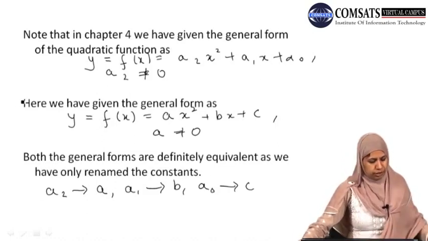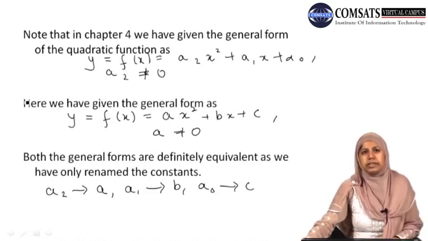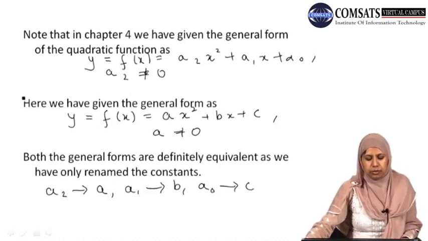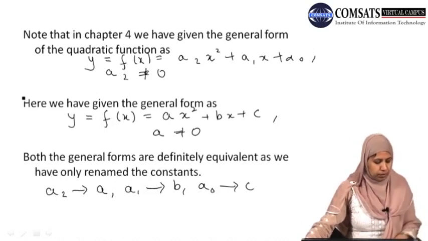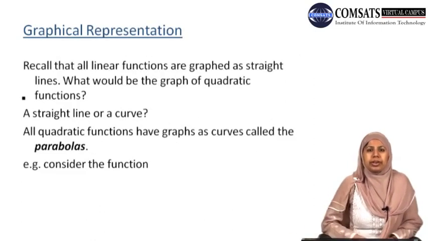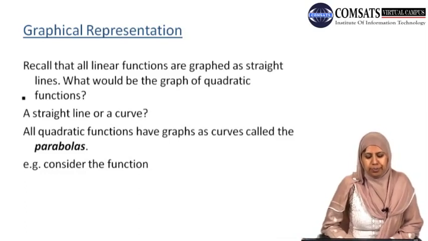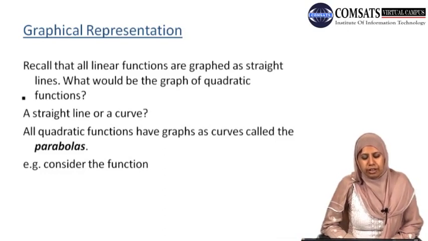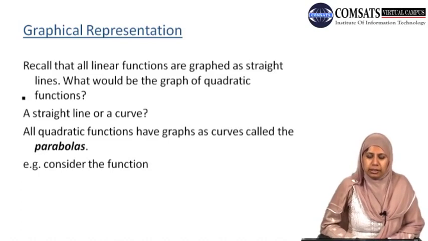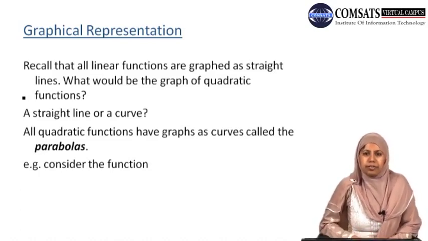Okay, now we have done enough explanation of the quadratic functions and the examples of the quadratic functions. Now we will see how we can represent our quadratic functions graphically. If you recall the case of linear functions, then the graph of linear functions is always a straight line. So what would be the guess about the graph of the quadratic functions? Will it be a straight line or a curve?